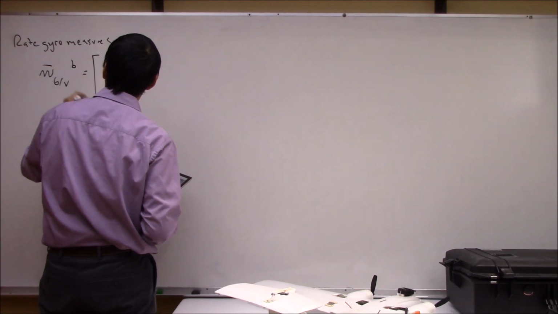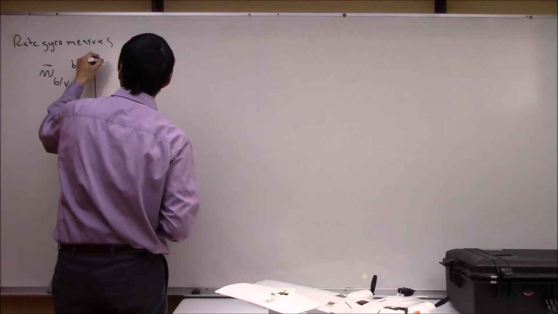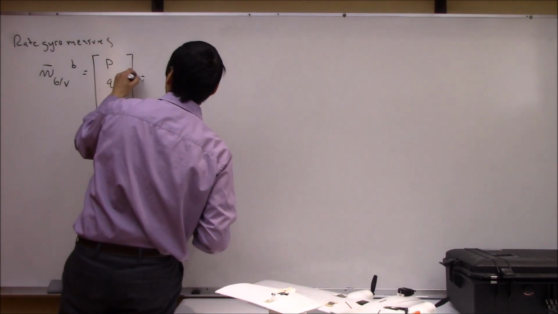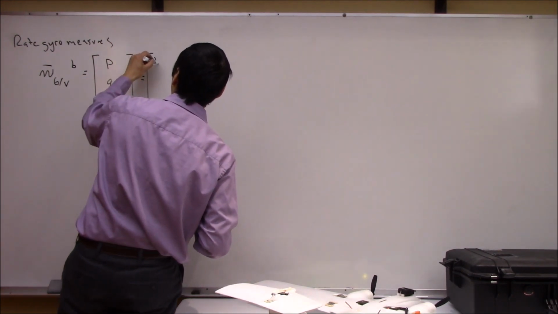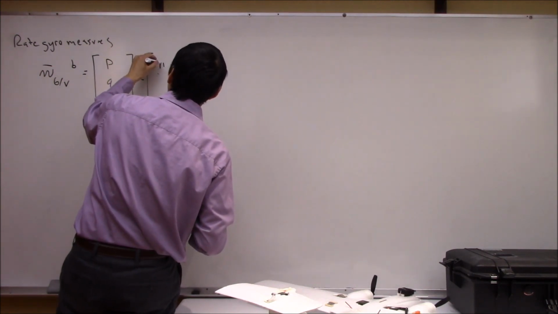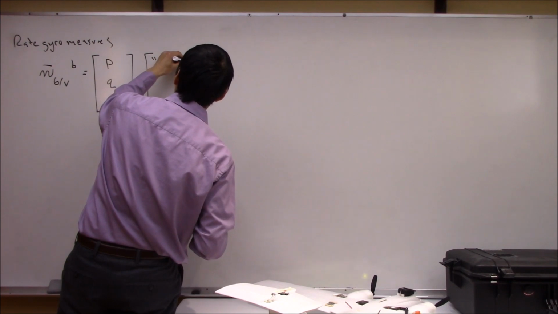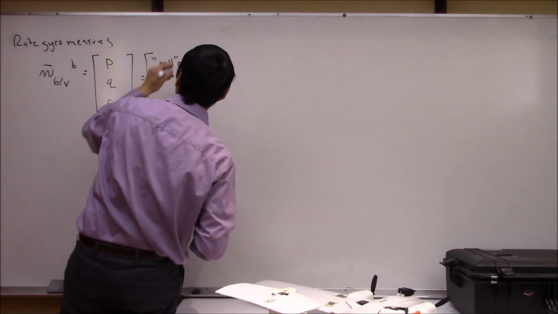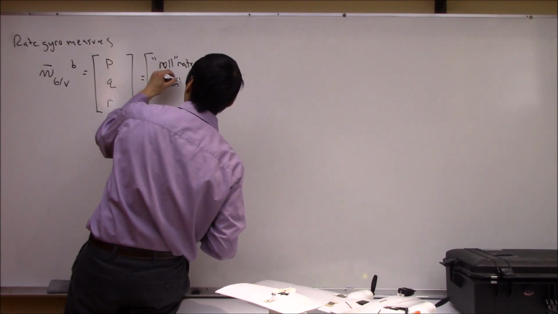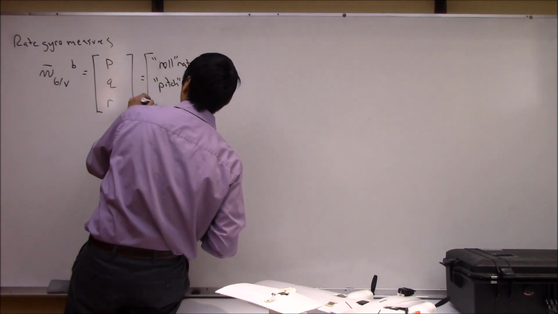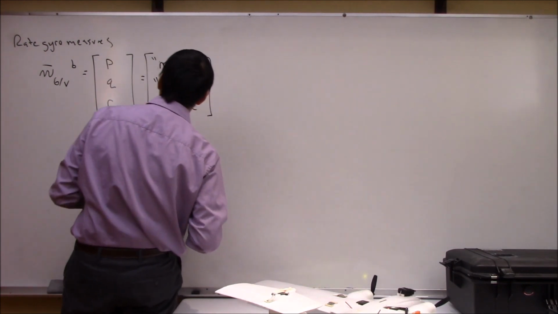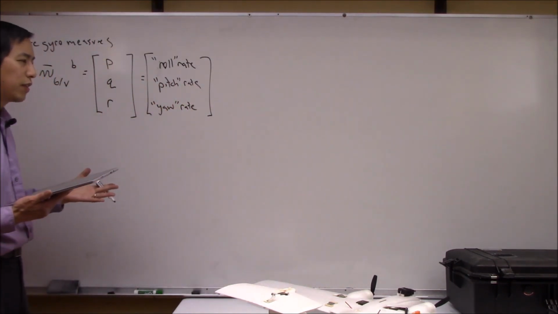What this is going to give you is three numbers. The first is referred to as P, the second is Q, the third is R. P, and I'm going to put this in quotes, is your "roll" rate. Similarly, Q is going to be your pitch rate, and R is going to be your yaw rate. And again, these are pretty easy to understand physically and intuitively.